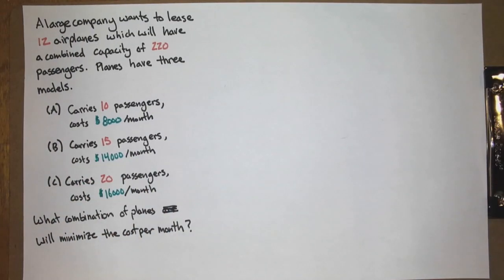A large company wants to lease 12 airplanes, which will have a combined capacity of 220 passengers. And planes have 3 models. So there's 3 different types of planes. So version A, or model A, can carry 10 passengers, and it costs $8,000 a month for the lease. Version B carries 15 passengers, and it costs $14,000 a month. And version C carries 20 passengers, and it costs $16,000 a month. What combination of planes will minimize the cost per month?